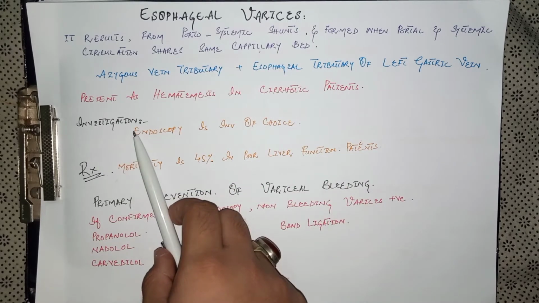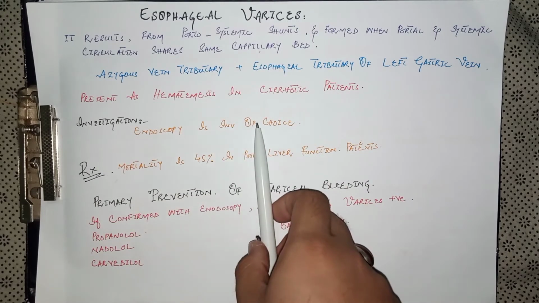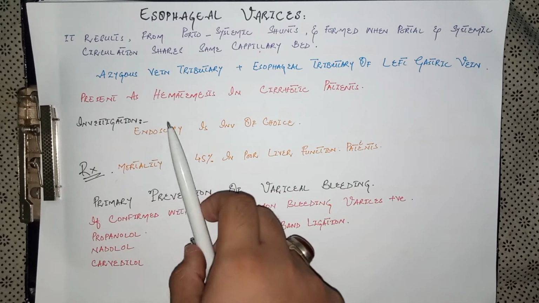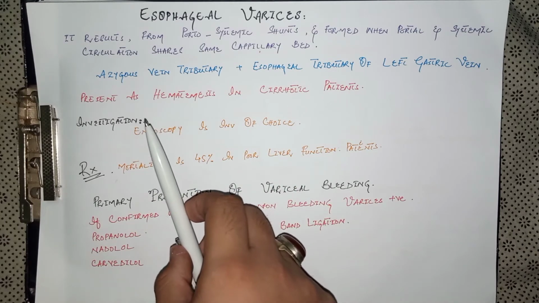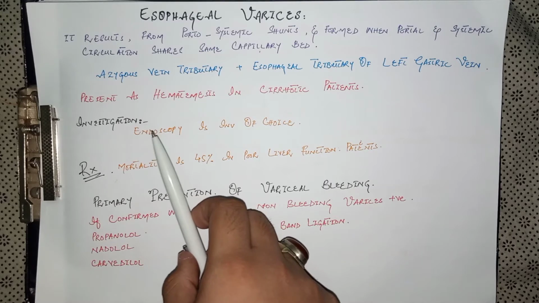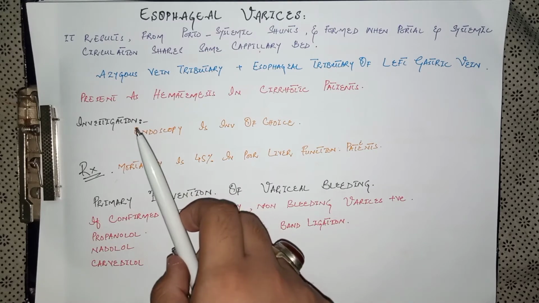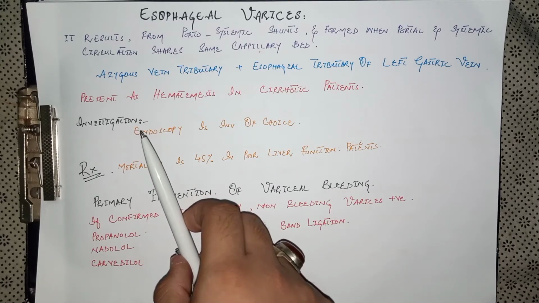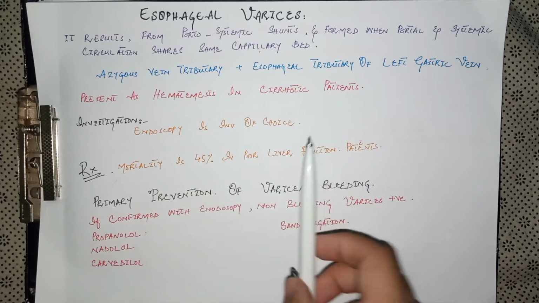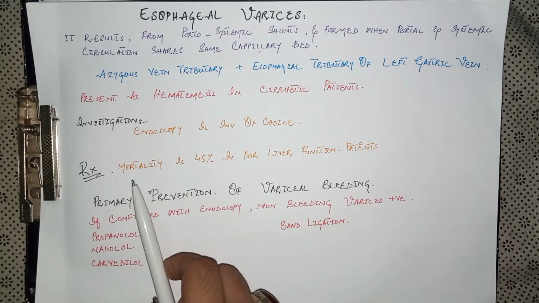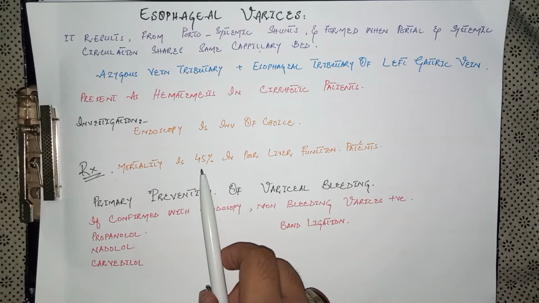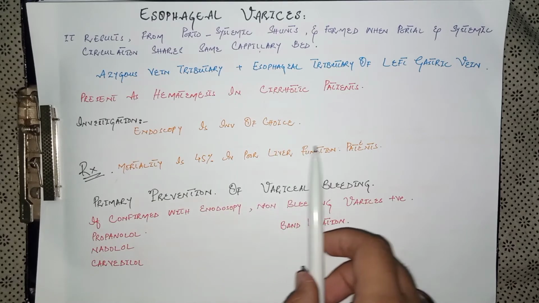In the investigation, endoscopy is the investigation of choice, and this endoscopy should be done every 2 years. If the patient has portal hypertension or is a cirrhotic patient, it should be done for screening purposes every 2 years. Now come to the management: the mortality of esophageal variceal bleeding is 45% in poor liver function patients.